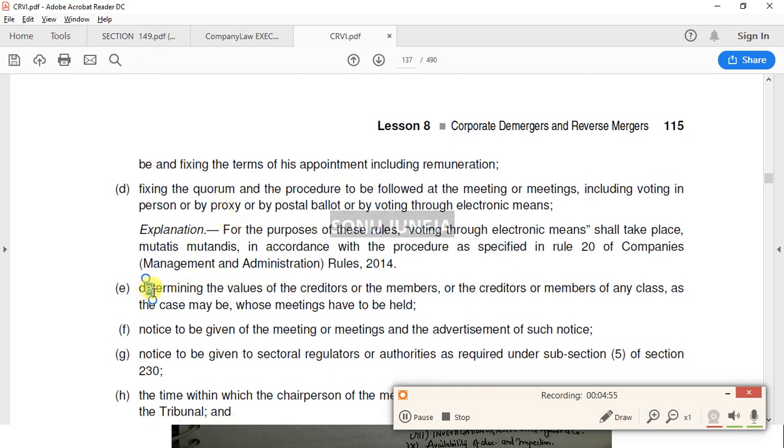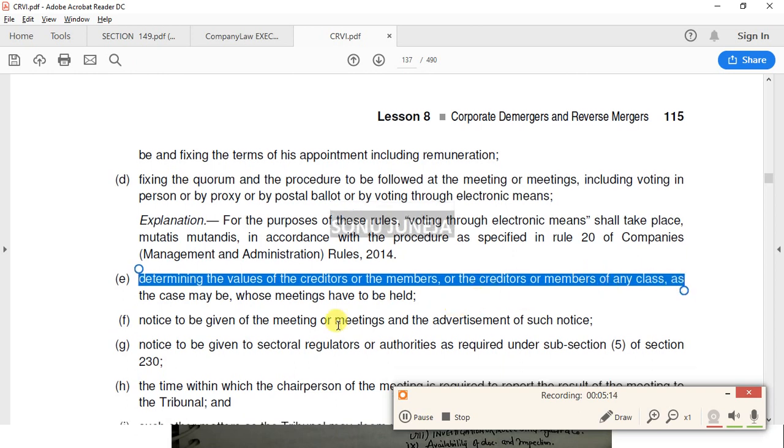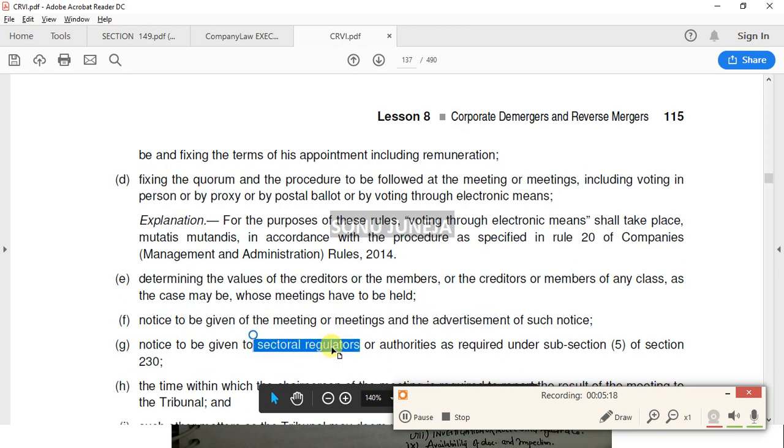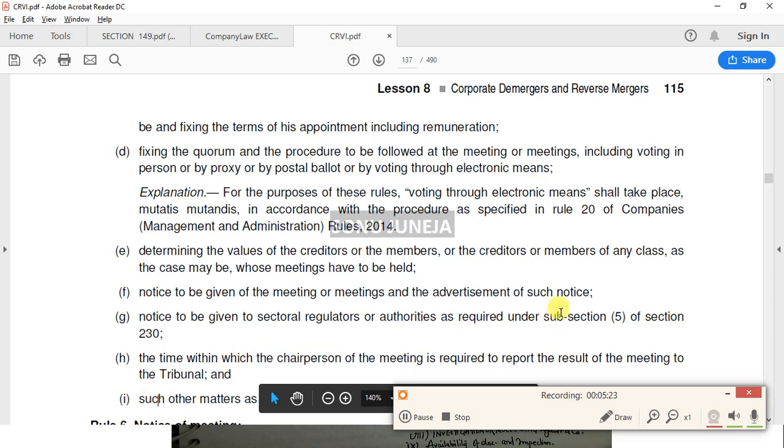Now talking about voting by electronic means or postal ballot as per the Companies Amendment, if there is voting by postal ballot, then this voting facility must also comply with section 108. Now, determining the values of the creditors or the members whose meeting has to be held. Notice to be given of the meeting and the advertisement of such notice. Sectoral regulators, the time within which the chairperson shall report, and such other matters.